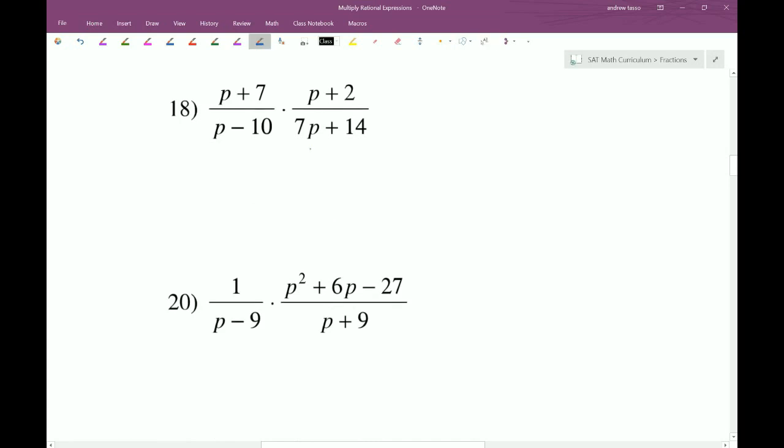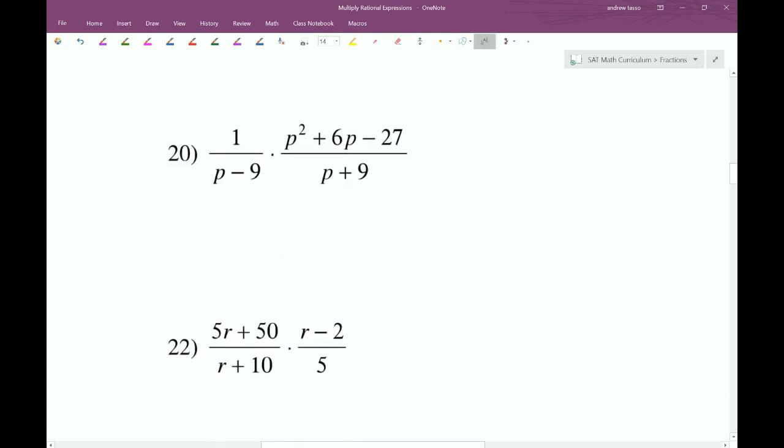Well, for this one I could factor out a 7 using the idea of greatest common factor, and I'll be left with p plus 2. Then these p plus 2's can cancel, right? Then I could write what's left over. So it would just be this, and conventionally we write the number in front when we have a number and a binomial.